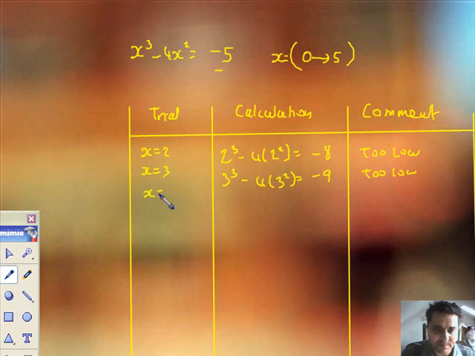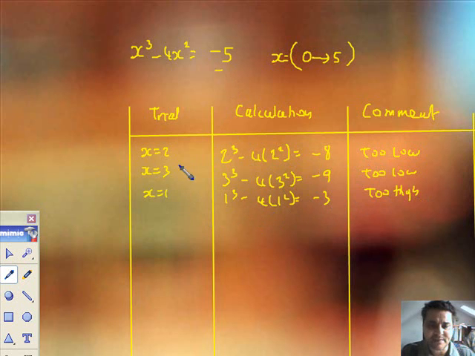Let me just try 1, see how that goes. So 1 cubed, take away 4 lots of 1 squared. That came to minus 3. Oh, definitely too big, or too high is better, isn't it? Now, right, too high, too low. I'm between minus 3 and minus 8 to access minus 5. My answer is going to be between 1 and 2.